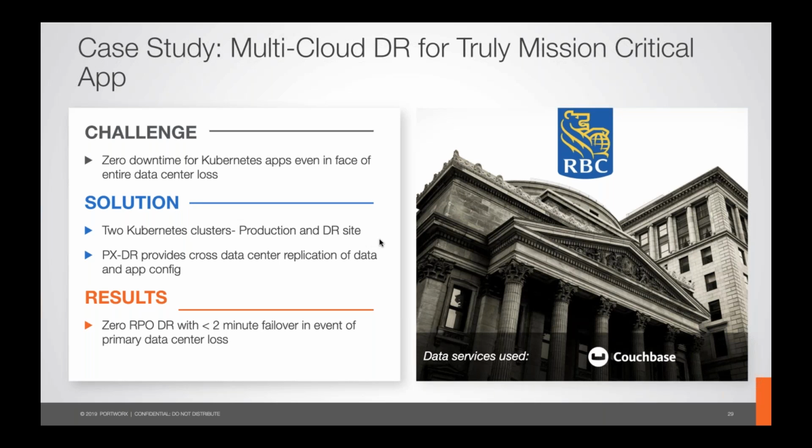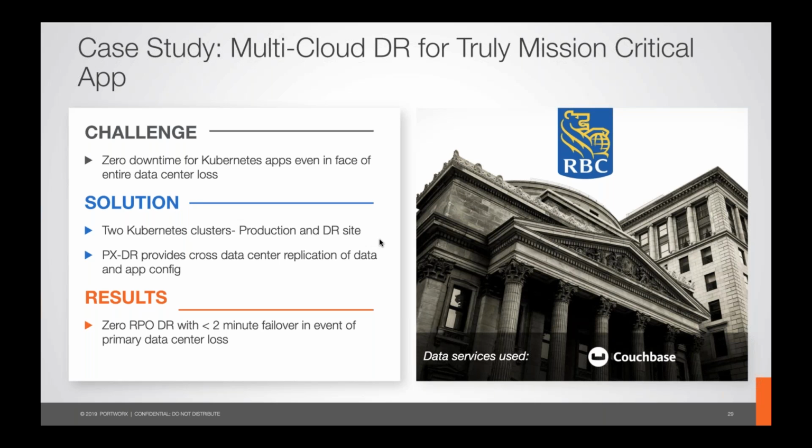If VMware was only on 10 to 15% of the enterprise data center, then we wouldn't talk about it so much. For Kubernetes to go mainstream, we have to be able to run any application there. And what companies like RBC are demonstrating is that we can run these mission critical applications on Kubernetes if we can solve the data protection problem.